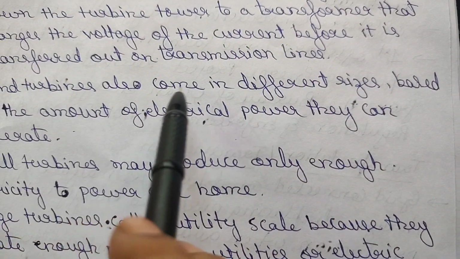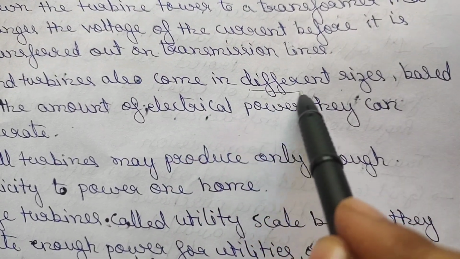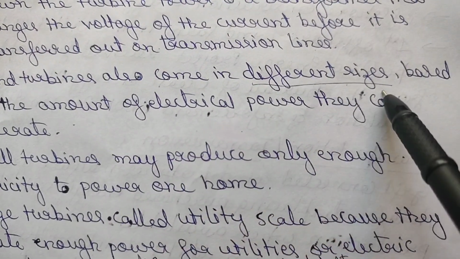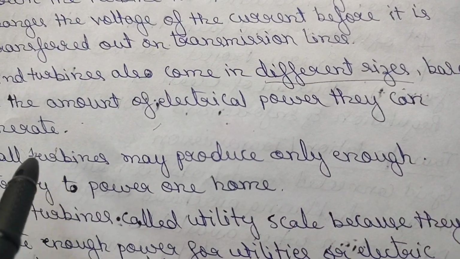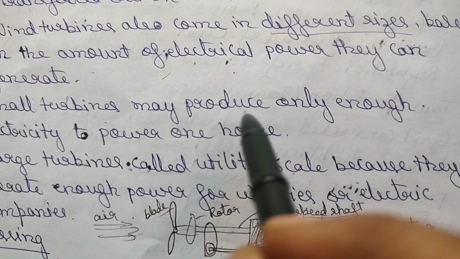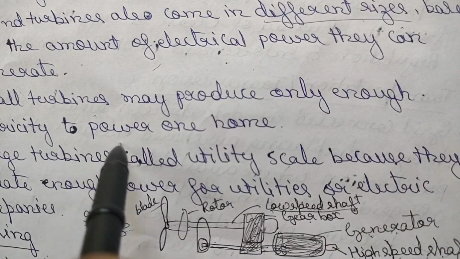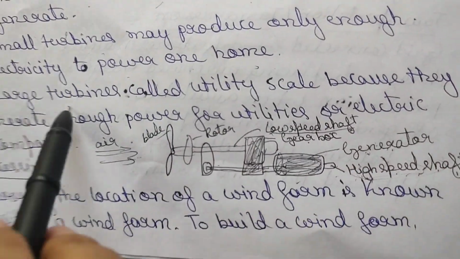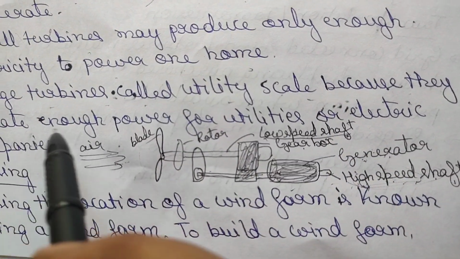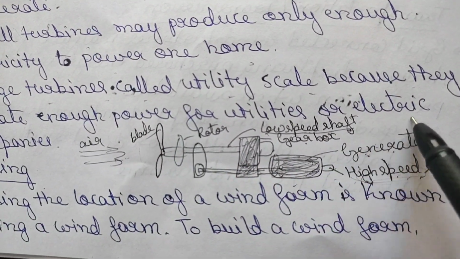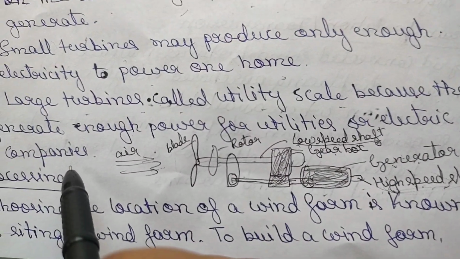Wind turbines also come in different sizes, based on the amount of electrical power they can generate. So here small turbines may produce only enough electricity to power one home. Large turbines are called utility scale because they generate enough power for utility or electric companies.